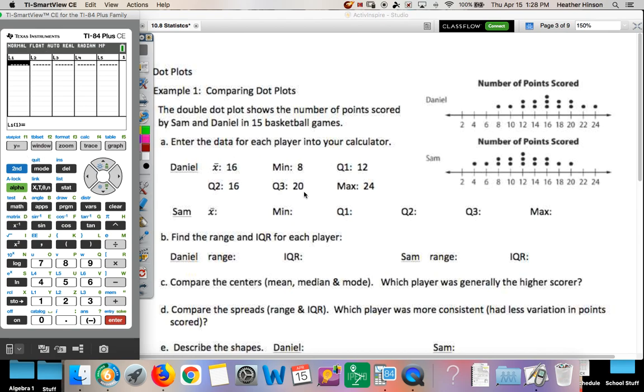We already have Daniel's information, so I'm not going to plug his in. I'm going to get Sam's information. So dot plots are really nice because you know what number it is and you know how many of that number there are. So we have 1 4, so I'm going to put 4. We have a 6. We have 2 8s, so I'm going to put 2 8s. 2 10s.